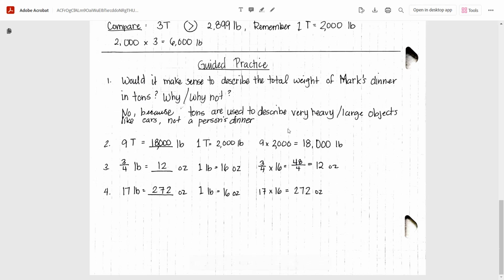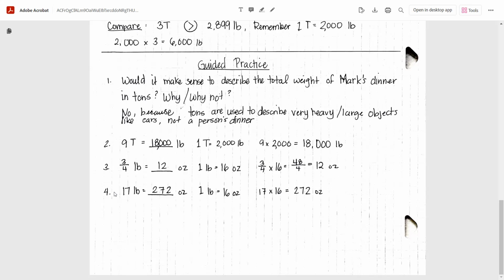For our guided practice, number 1 says, would it make sense to describe the total weight of Mark's dinner in tons? Why or why not? Well, no, because tons are used to measure very, very large, heavy objects like cars, not a person's dinner. So if we're measuring dinner, we're looking at using a smaller size unit of measure, so either ounces or even pounds if he's making dinner for a lot of people.